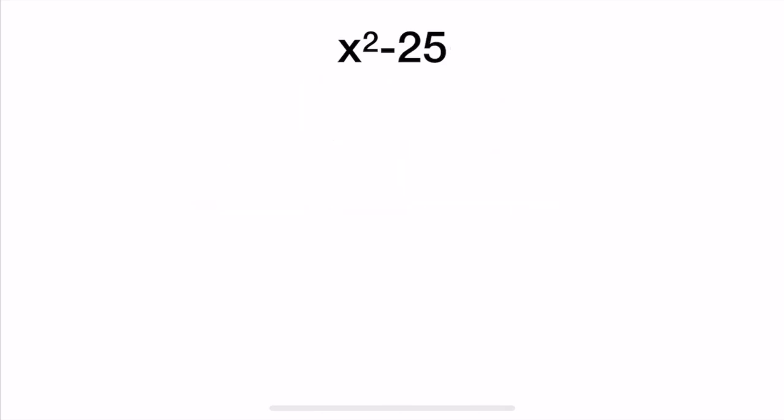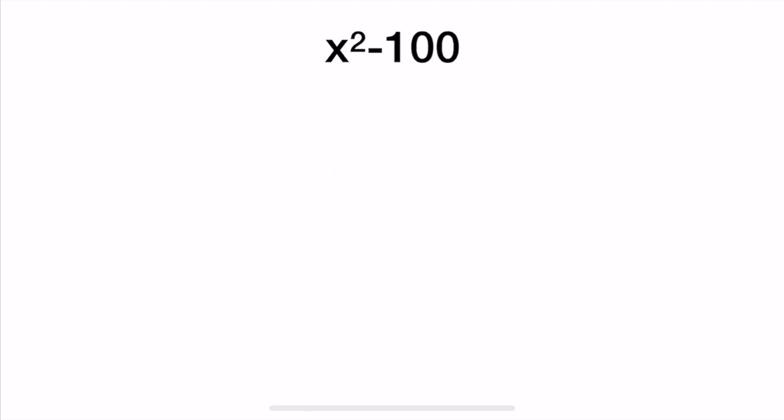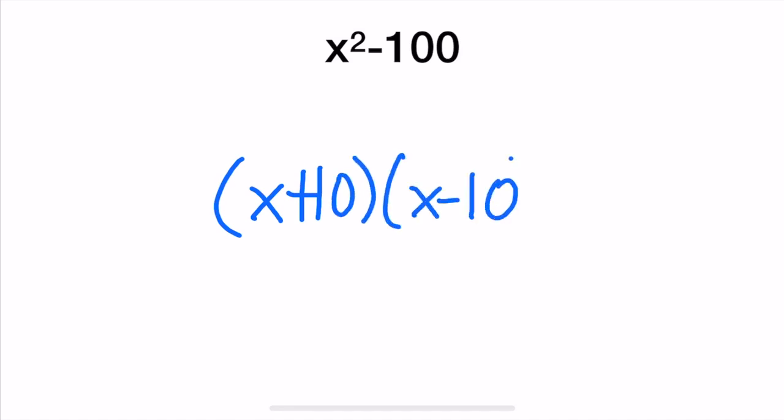Now let's try a third one. Oh, good. Now we have the easy ones. When the leading coefficient is 1, all we do is we say x plus the square root of 25, which is 5, times x minus 5. And with our last one, in this case, the square root of 100 is 10, so (x + 10)(x − 10). And that's how we do the difference of squares.